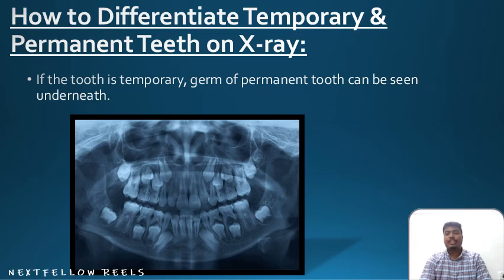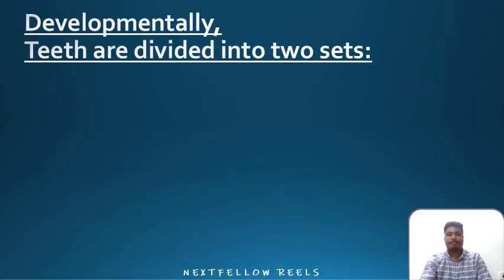Now, how to differentiate between temporary and permanent teeth on an X-ray, that is an orthopantogram. See, if the tooth is temporary, the germ of the permanent tooth can be seen underneath. So these are the permanent teeth, because you cannot see any germs of temporary teeth below them. But here you can see that permanent teeth are budding. That's how you can differentiate between the temporary and permanent teeth on X-ray.